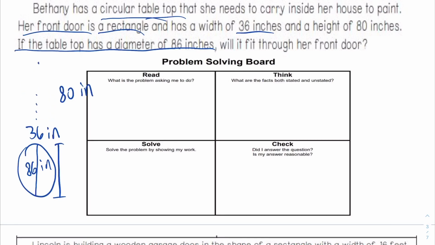So that means the way she's going to fit this through her door is going to have to be, she's going to try to carry the circle this way, which is from corner to corner, which means the diagonal. And if she does that, then that means that this is going to be a right angle, and here's our A, and here's our B leg. Go ahead and solve this and see if that circle, which is 86 inches across the diameter, fits through the diagonal of the door. And fill in the problem-solving board as well.